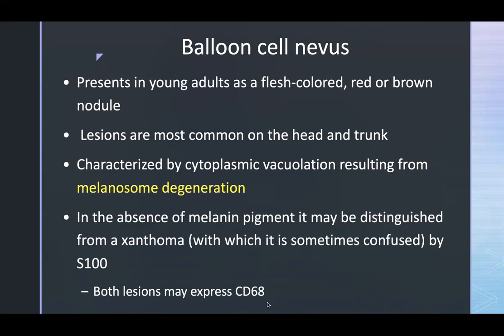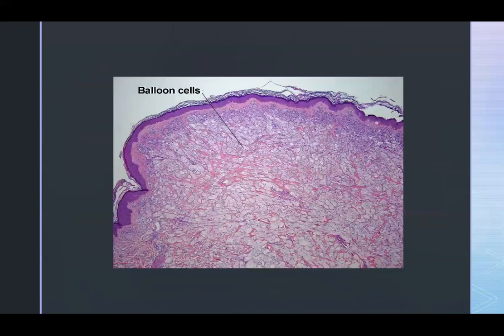Now, these can actually both express CD68, which can be confusing. CD68 is a histiocyte marker, but you shouldn't expect a large expression of CD68 or CD163 in balloon cell nevi. You should be able to see SOX10 expression, S100 expression, other melanocyte markers. So you can see how this would be easily confused with a xanthoma.